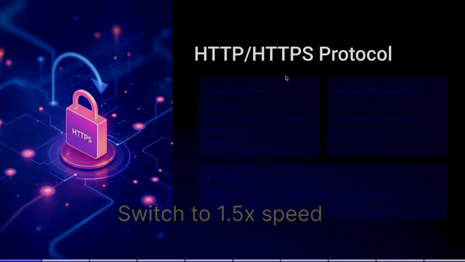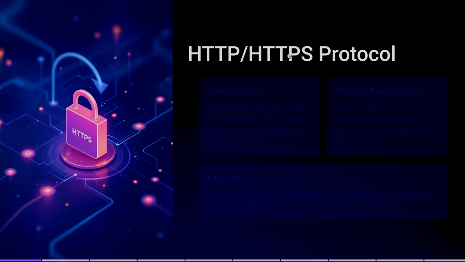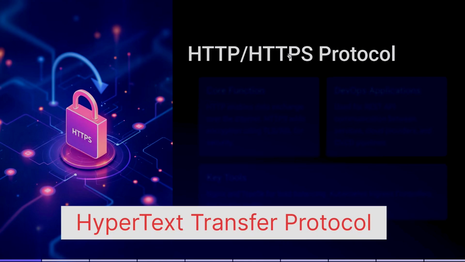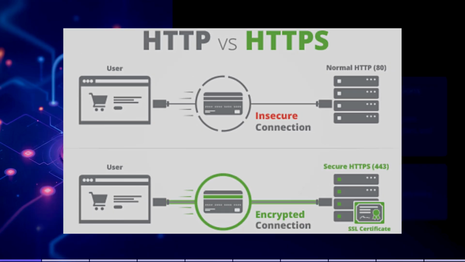Let's go. The first DevOps protocol we have on the list is HTTP and HTTPS. HTTP stands for Hypertext Transfer Protocol, and it is used for communication between web clients and servers. It enables the exchange of data over the internet. HTTPS is a secure version of HTTP, which encrypts data using TLS.